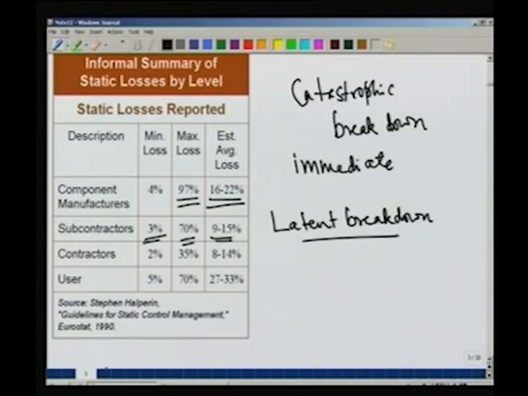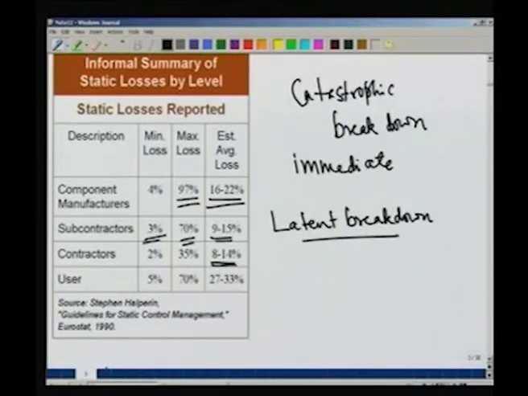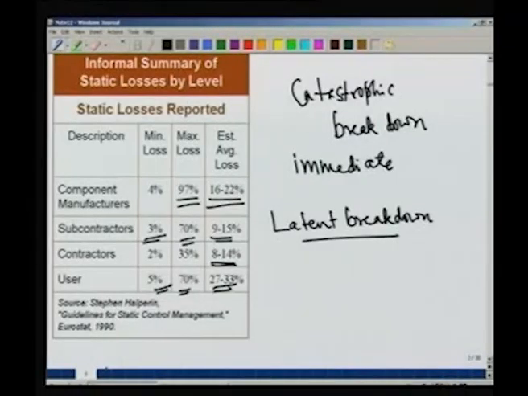Then there are contractors who probably package them and all that. There, the mean breakage is up to about 8 to 14%. And the users can cause a loss from 5% to 70% with a mean of 27 to 33%. So what is the lesson that we have learned? The lesson that we have learnt is that electrostatic discharge is of nuisance value. Is that part okay? At least so far what we are seeing is that it is of nuisance value.